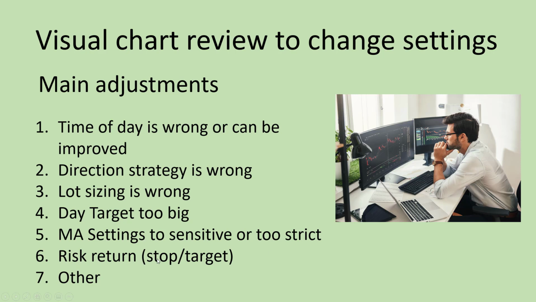And then your risk return ratio could be inappropriate. In other words, your stops are way too big compared to your targets, or your targets are way too big compared to your stops. So those are the main reasons. I've got number 7 there because we might find some other ones as we go through the charts. But those are the potential adjustments that we can make from just purely looking at the charts.